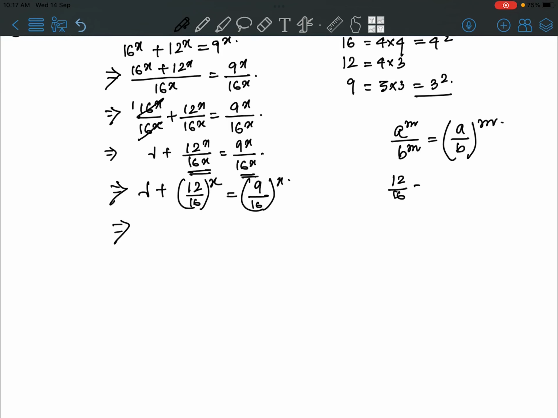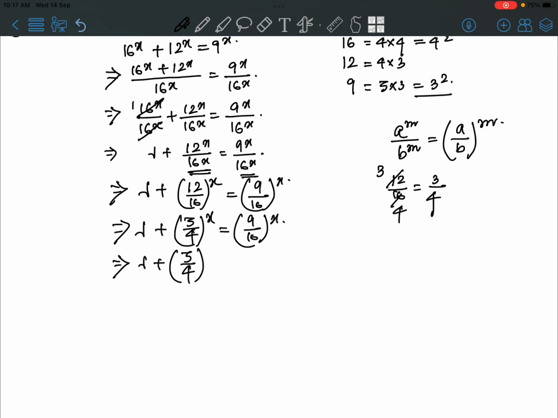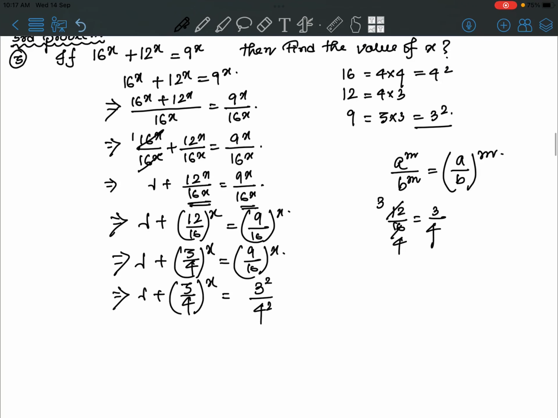After reduction of 12 by 16, we get 3 by 4, by dividing by 4. 4 into 3 is 12, and 4 into 4 is 16. So, 3 divided by 4. So, 1 plus (3 by 4) to the power x equals (9 by 16) to the power x. 9 can be written as 3 squared, and 16 can be written as 4 squared. After factorizing, I already showed you. Now, whole to the power x.